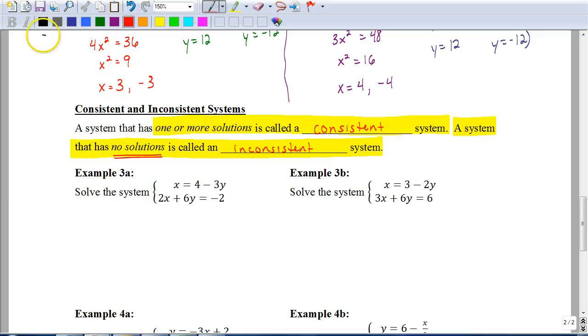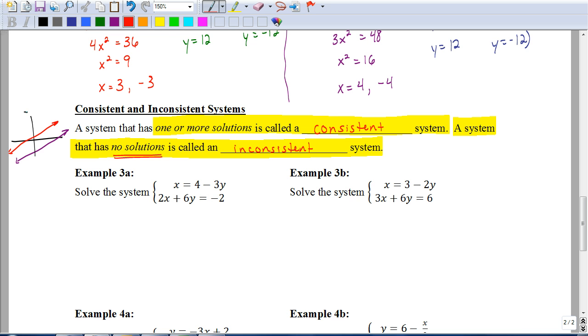Now, as far as graphing is concerned, let's say I had a parabola and I had a line like this that did not intersect it. This would be a situation that would be inconsistent because we would have no solutions. There's no spot where these intersect. Or if you had two parallel lines, those two lines would also be inconsistent because they're not going to intersect, so there's no solution there.